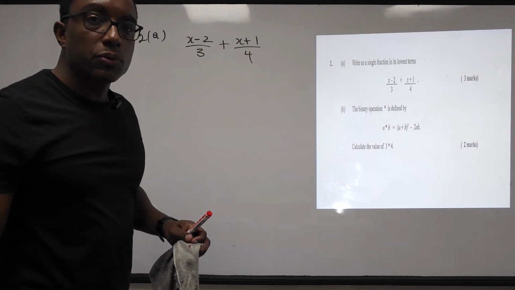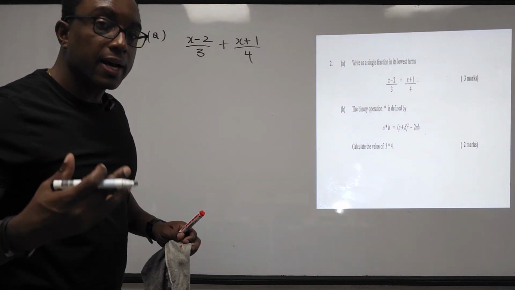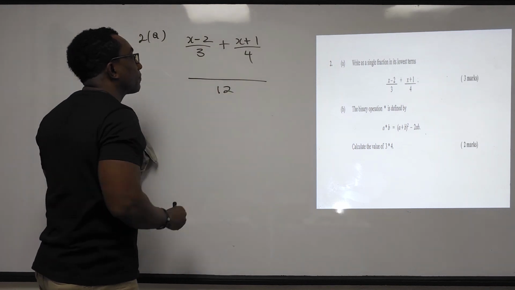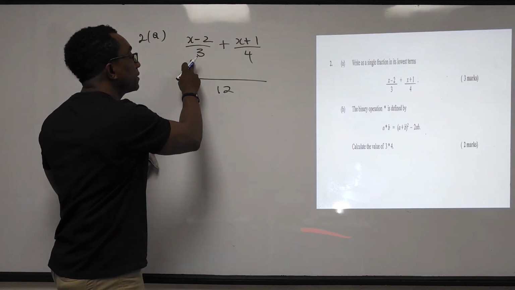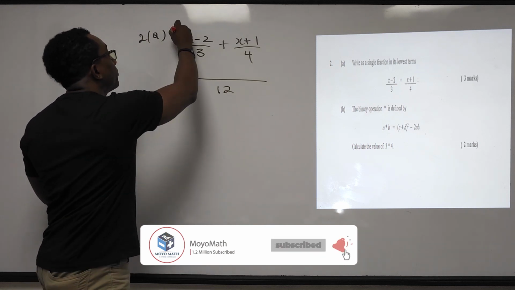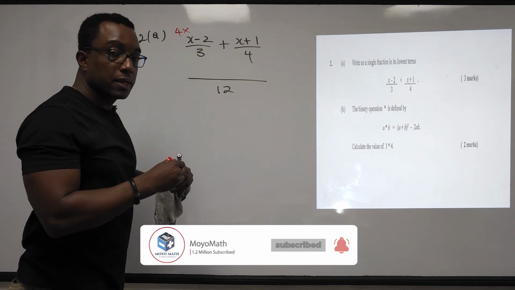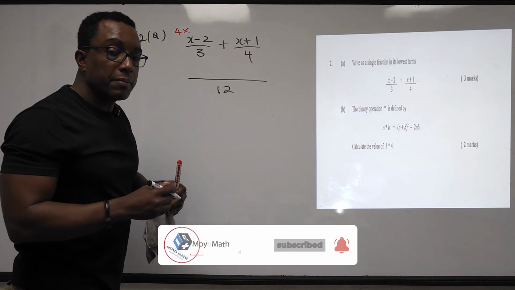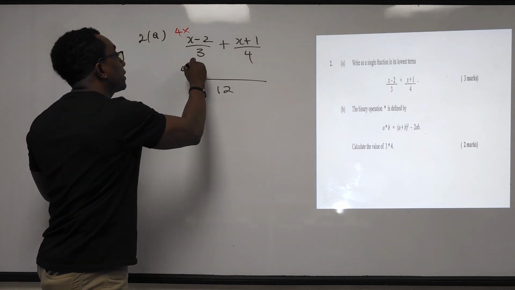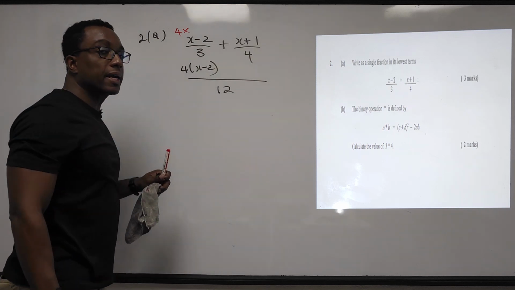So the first thing we do is find the LCM once you're adding or subtracting fractions. The LCM here is what? 12. So I divide 3 into 12, which will give me 4. And I'm going to multiply 4 by my numerator. But what we should do, if I'm multiplying 4 by the numerator, x minus 2, is ensure x minus 2 is placed within brackets.